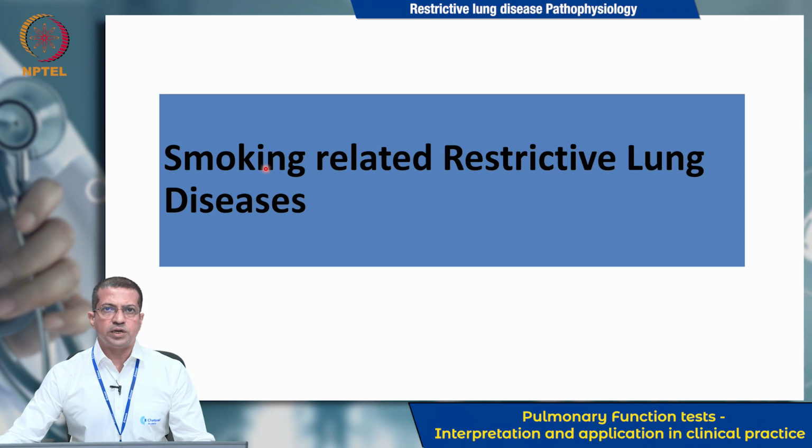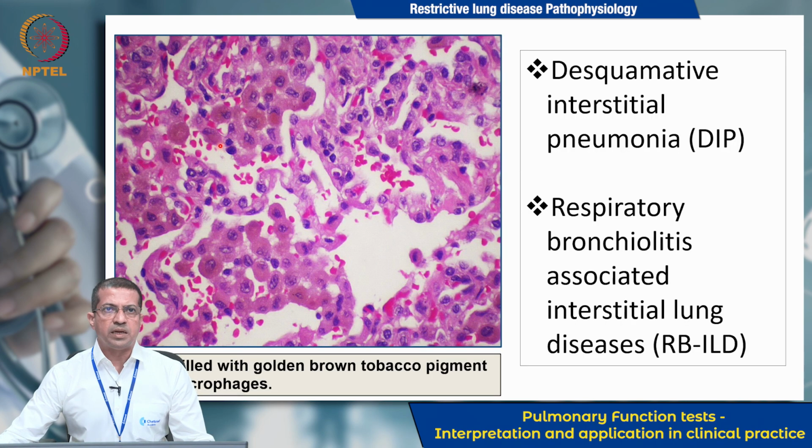Now if you take smoking related restrictive lung disease, the smoker's tobacco and pigments will be engulfed by macrophages. There will be sheets and sheets of macrophages occupying this space, and they look like desquamated squamous cells. So they call this disease desquamative interstitial pneumonia.